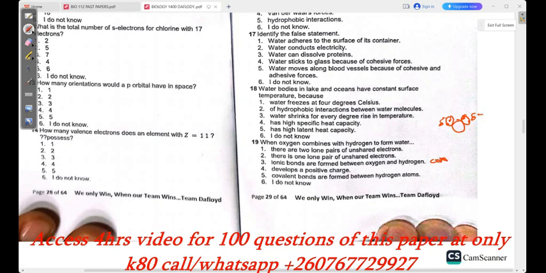Then 4. Oxygen develops a positive charge. So oxygen develops a partial negative charge, not a positive charge. What would develop a partial positive charge? That is going to be hydrogen. Then 5. Covalent bonds are formed between hydrogen atoms. So covalent bonds are not formed between hydrogen atoms. They are formed between oxygen and hydrogen atoms. This is the covalent bond. So the correct answer with regard to the water molecule is that there are two lone pairs of unshared electrons. Option 1 for question 19. So that's the answer to question 19.